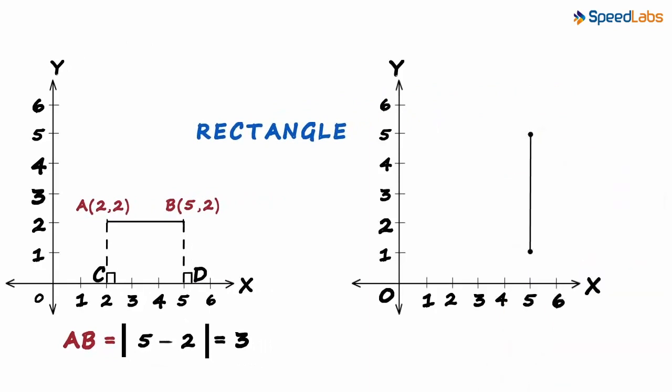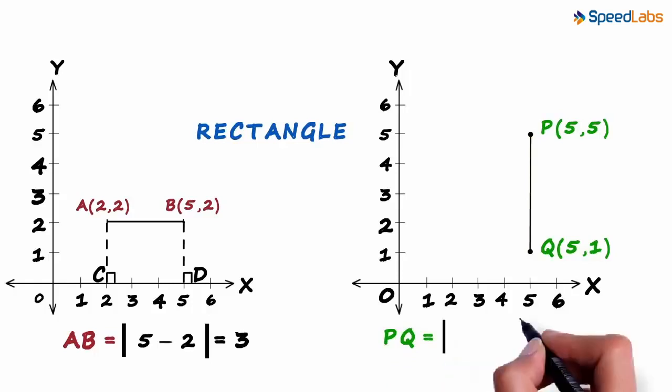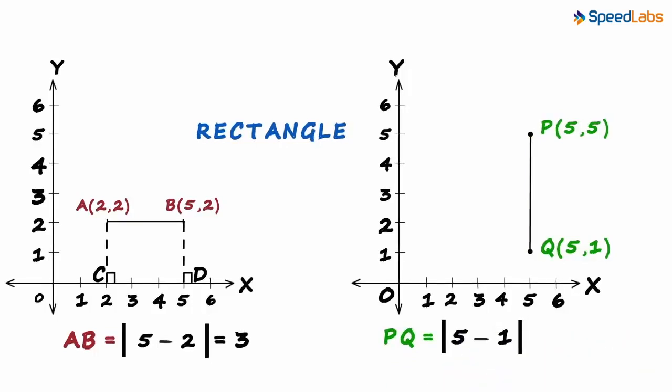Let's zoom out and look at another easy example. Say we have a line like this. It has endpoints P and Q with coordinates 5, 5 and 5, 1. The same x coordinate tells us that the segment formed is parallel to the y-axis. We need to find the length of segment PQ. With the same logic used here, we can say that length of PQ is equal to the absolute value of 5 minus 1. 5 and 1 are the y-coordinates of the endpoints of the line.